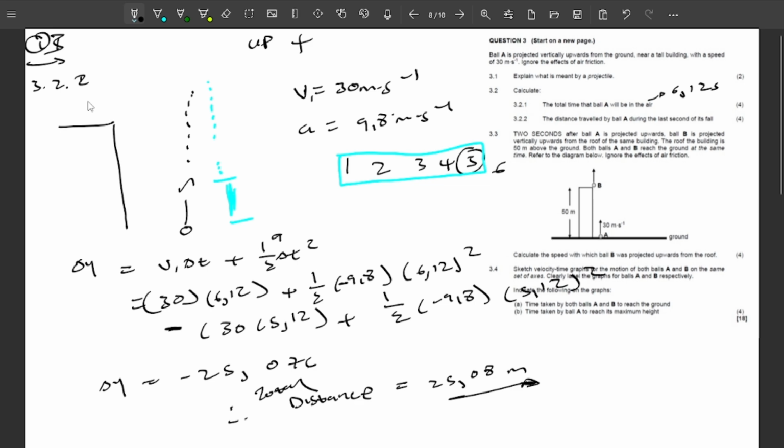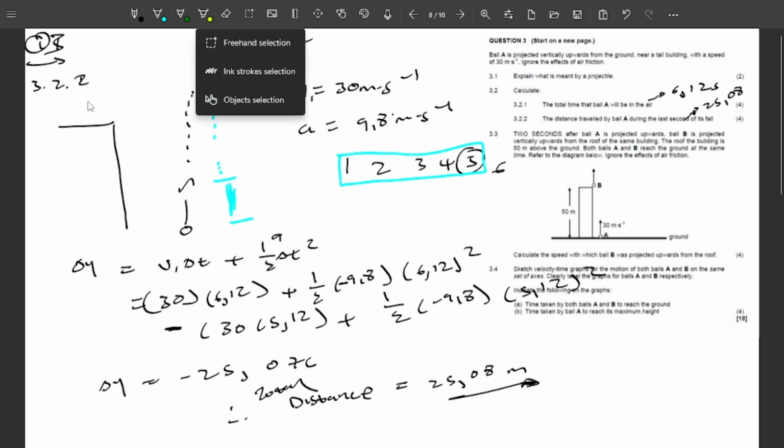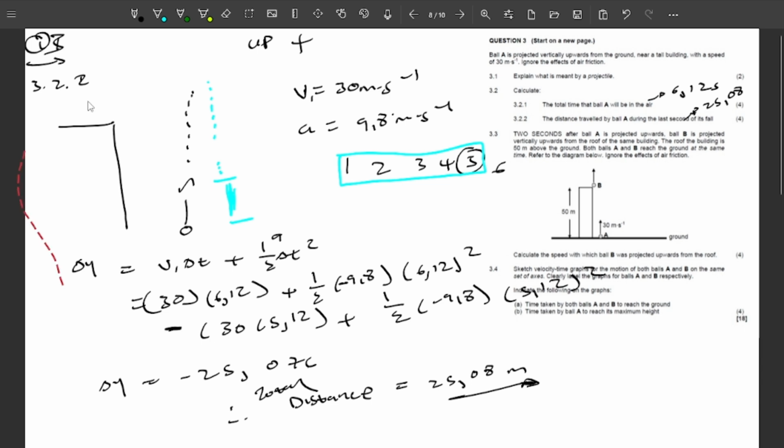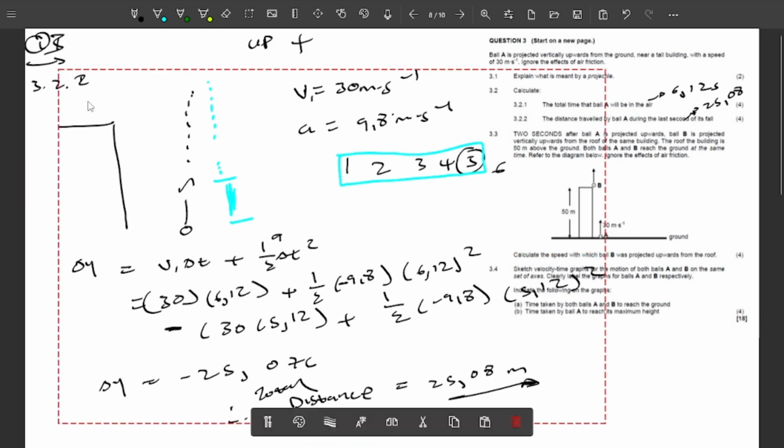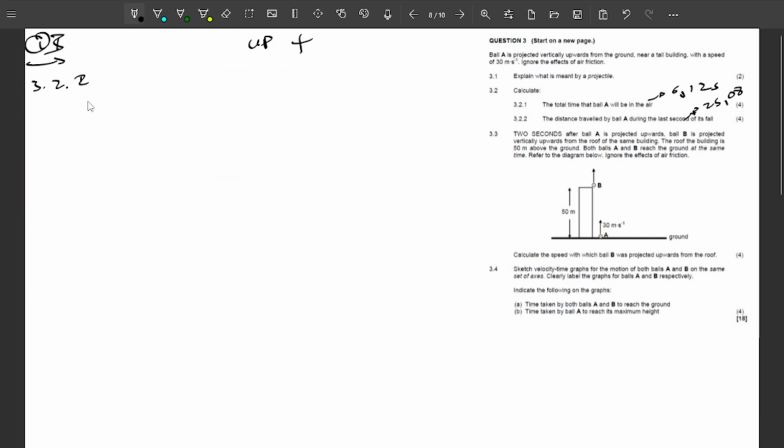Good. All right, now let's do 3.2. I'll save this one here, say 25.08. Let's do 3.12 so that we can be done. Here we're done. Good. Okay, now 3.3.